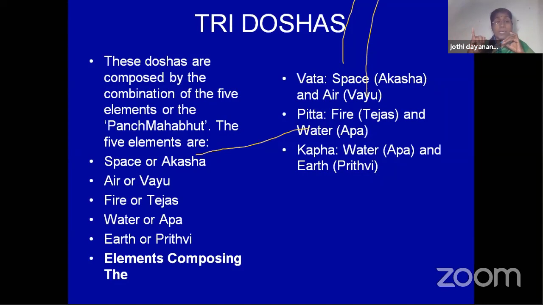They are space or akash, air or vayu, fire or tejas, water or ap, earth or prithvi. So these are the elements. What do they create? They get into vata, pitta and kapha. These are the three things which are created in our body.